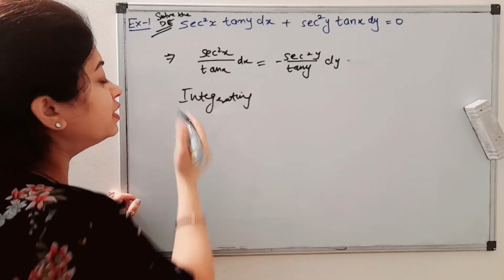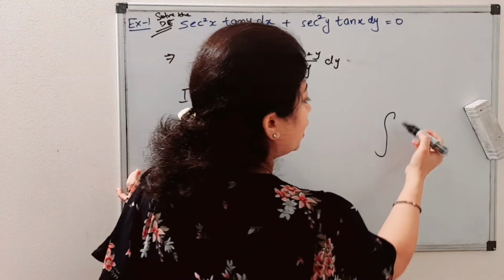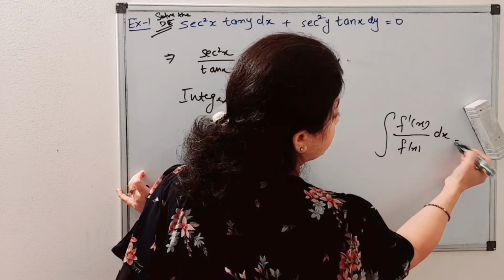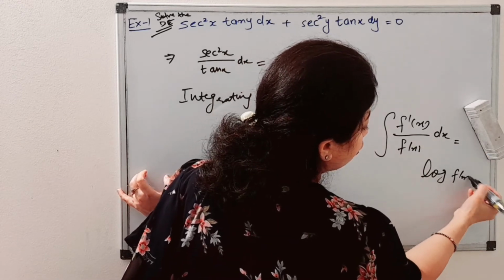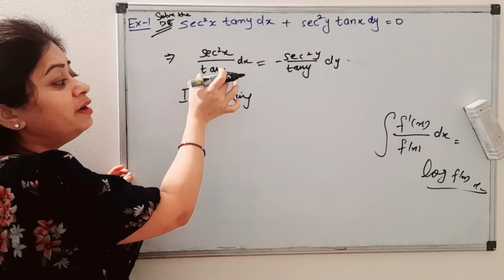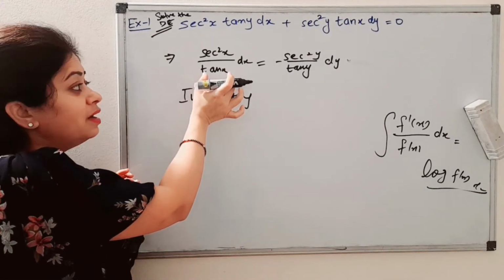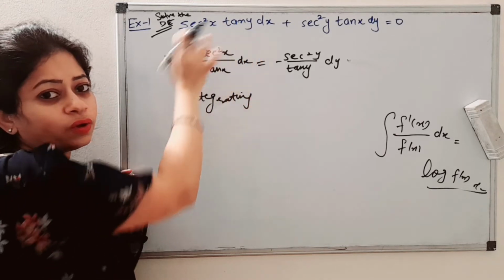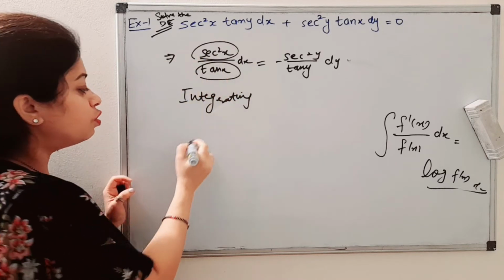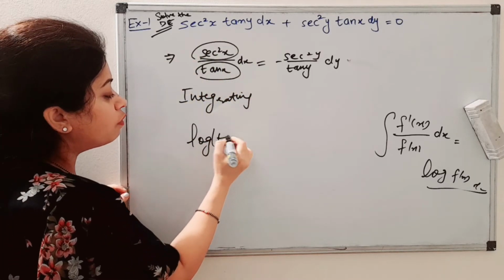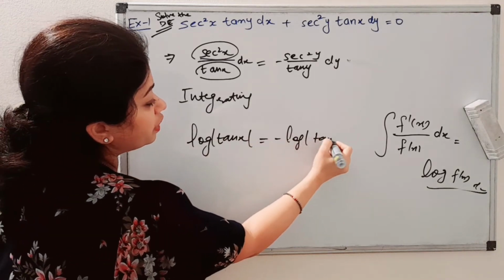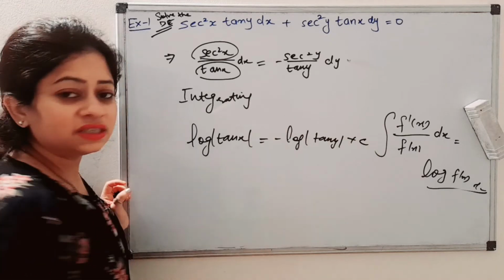And when you integrate, if you have this type of question, f dash x upon f x dx, then what is the solution? Log of f x plus c. Here you have the function tan x, and the derivative of tan x is sec square x. That means you have a function here and its derivative here. So here you will get log of tan x is equal to minus log of tan y plus c.